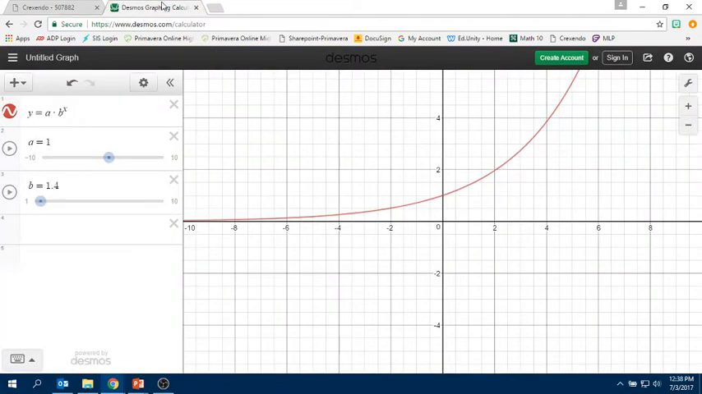All right, so in this equation here, notice that I typed right in our general form of our equation, then I set up sliders for A and B. I'm going to fix A at 1. And we're going to go ahead and let B vary between 1 and 10, a positive number. So I'm going to go ahead and play that animation for you, so you can see what it's doing to the graph.